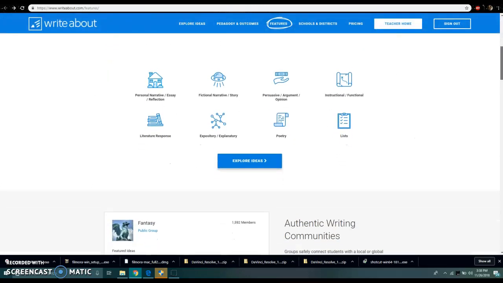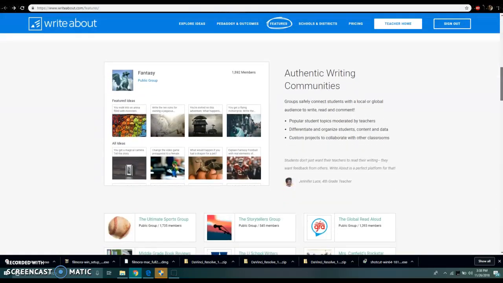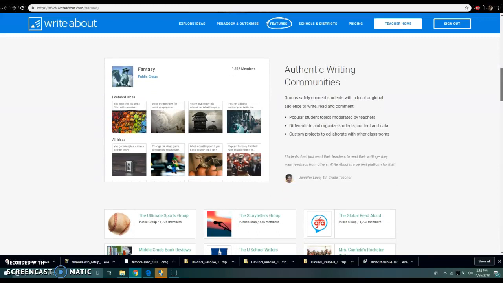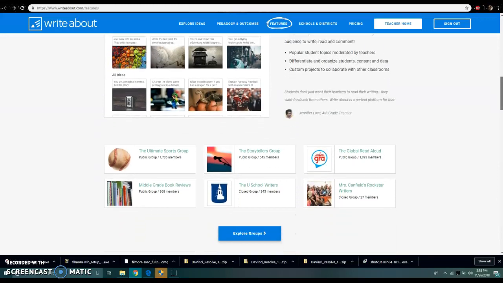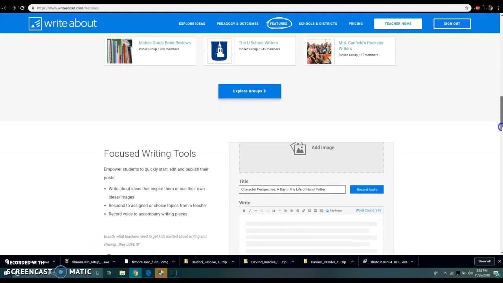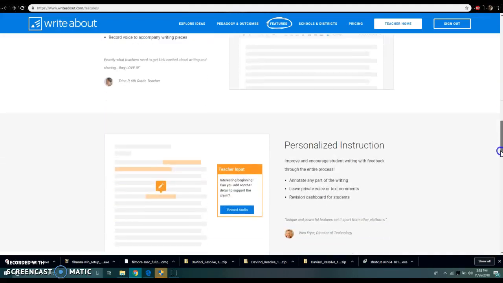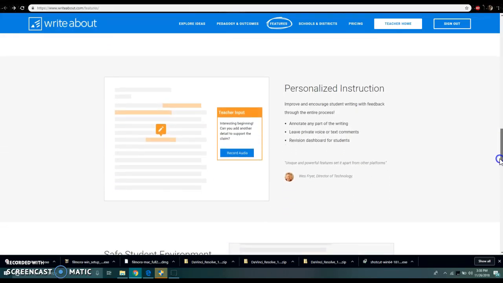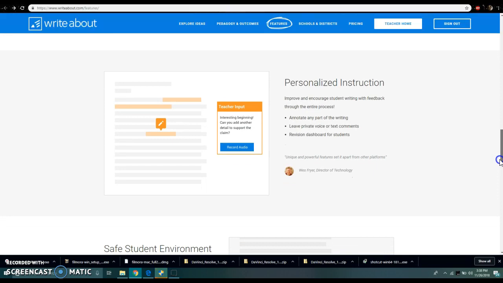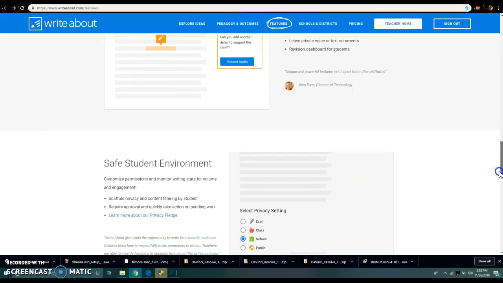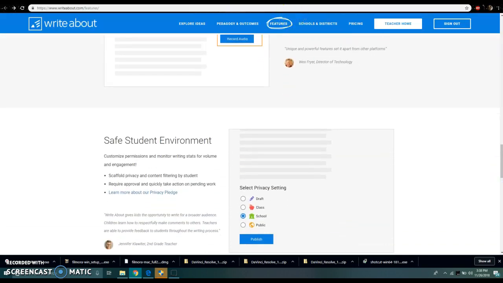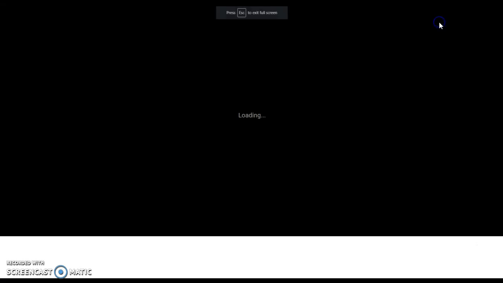As shown, you can have strong writing communities that enable teachers to moderate their students' work. You can have students write about things that inspire them, and you can collaborate worldwide with other classrooms, which helps expose your students to various perspectives. There are many triple E strategies included in this tool.